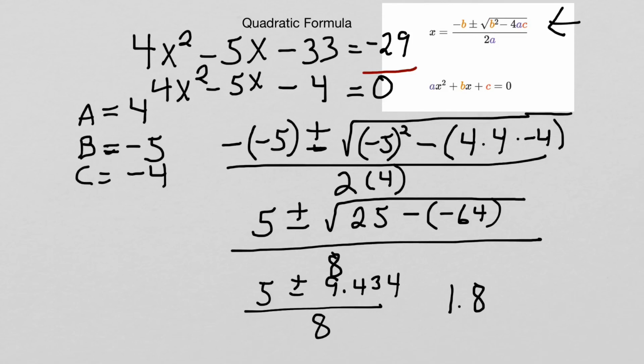Now let's do the subtraction. 5 minus 9.434 divided by 8, you're going to get negative 0.6. Hit the plus sign on your Delta Math. It'll give you parentheses and 2 boxes. You type those in and you're right.